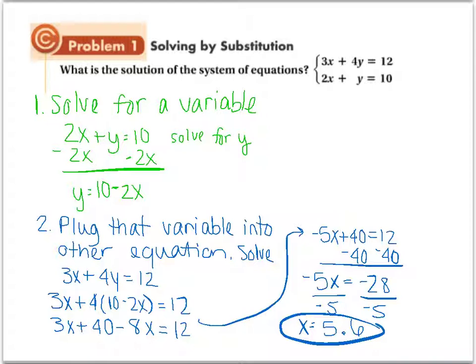But how many variables do we have? 2. X and y. Right now all we have is x. So we have to find y. So your third step in a system of equations is to go back and plug that variable in to find the other.